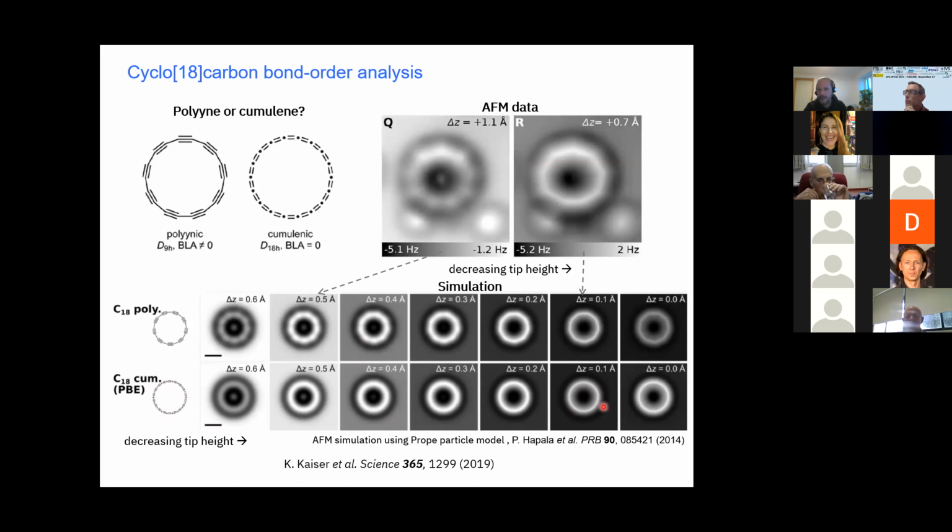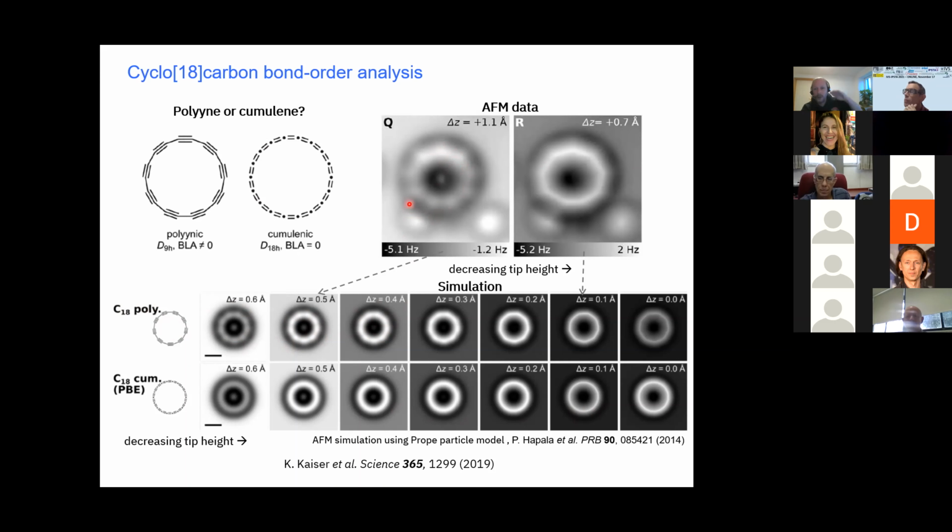You have 18 equivalent bonds, whereas this polyyne at a large tip-sample distance, you would see 9 maxima. So this you see here in the simulation, corresponding to the 9 triple bonds and their higher electron density. And this is what you see in the AFM image.